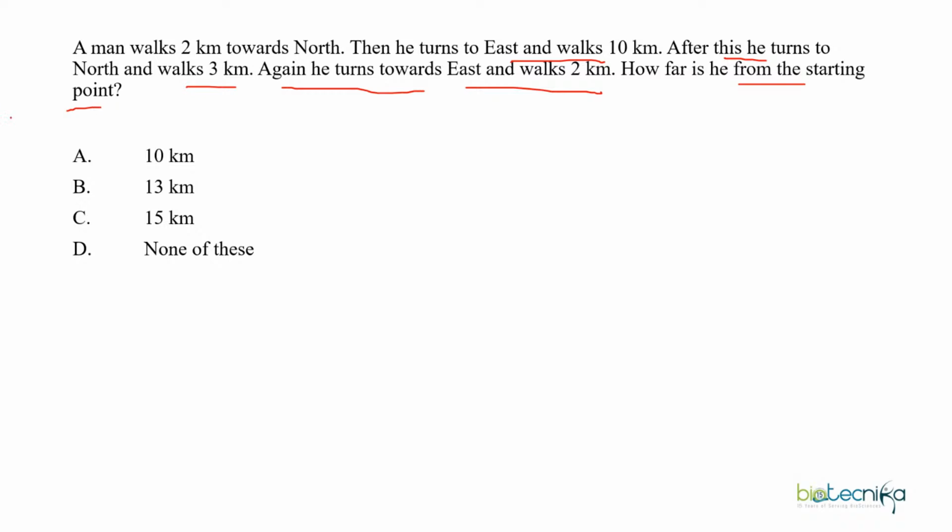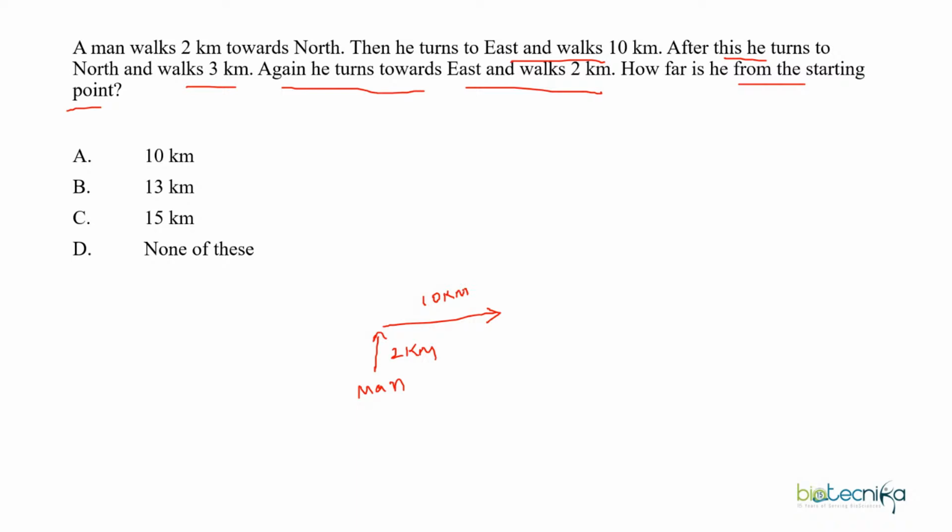So I'll draw the image or diagram of this particular one in the meantime. ठीक है, so here it says a man walks towards north. नॉर्थ की तरफ गया 2 किलोमीटर. This is the man, 2 किलोमीटर चला. ओके, he then turns east and walks 10 किलोमीटर. ईस्ट की तरफ टर्न किया, 10 किलोमीटर.